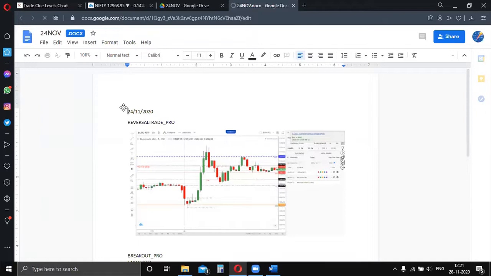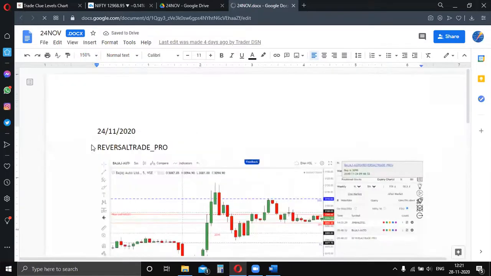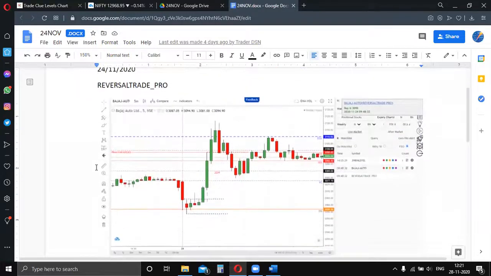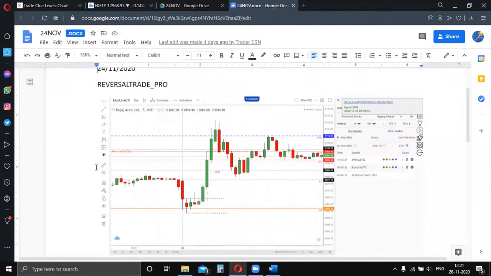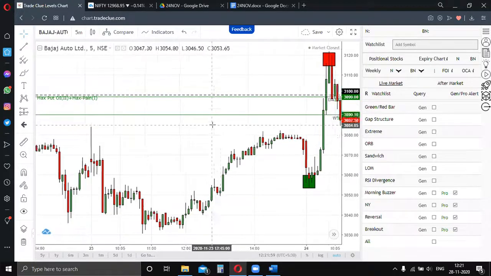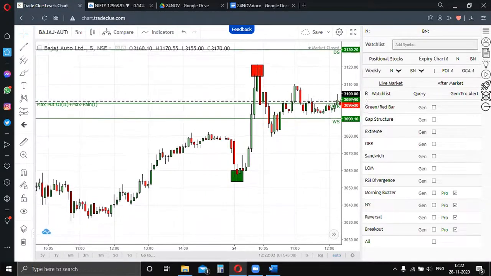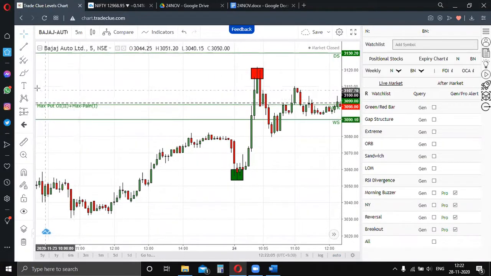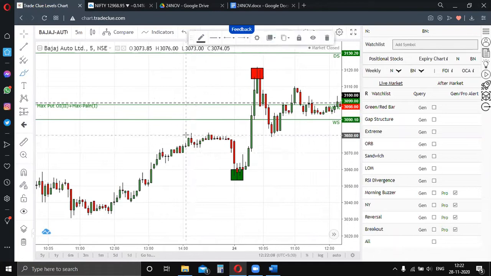Now see here. This is the Reversal Pro alert that came in Bajaj Auto. Okay. And as soon as you see a base formation happened, the alert came somewhere in this zone. Let's again go and visit the chart. Now see here. This is the 24th. What happened? This was the earlier supply zone for the previous day. Today, it opened gap down and formed a little base.